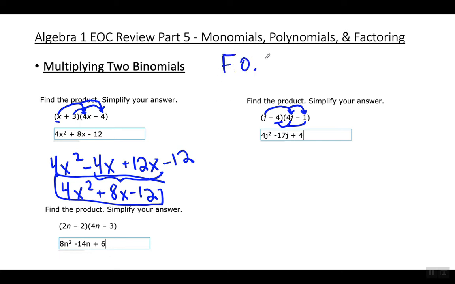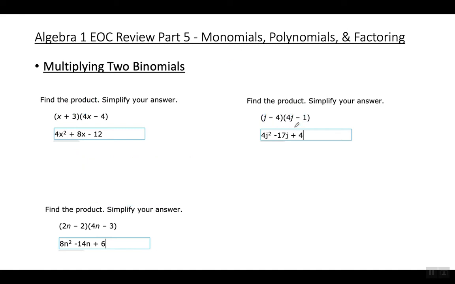The FOIL thing stands for the FOIL method. It stands for first, outer, inner, last. So I multiply the first terms, then I multiply the outer terms, then I multiply the inner terms, and then I multiply the last terms. If that helps you out, congratulations. Use it. I don't bother with that FOIL thing. To me, it's just common sense.